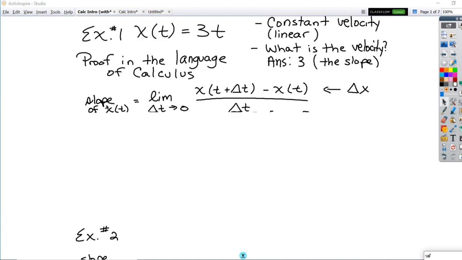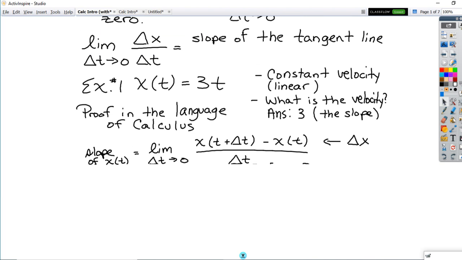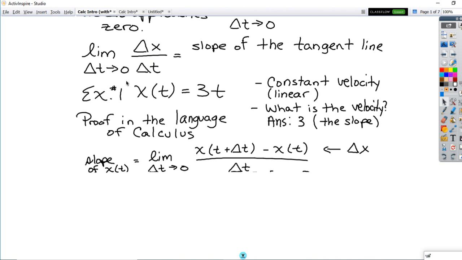So we want to find the slope of the position versus time graph. So we take the limit as delta t approaches 0. And if we go back up to our definition here, we want to find the limit of delta x over delta t. So here's how we rewrite that.